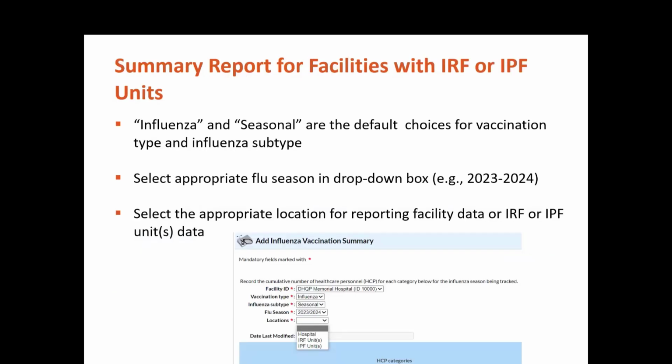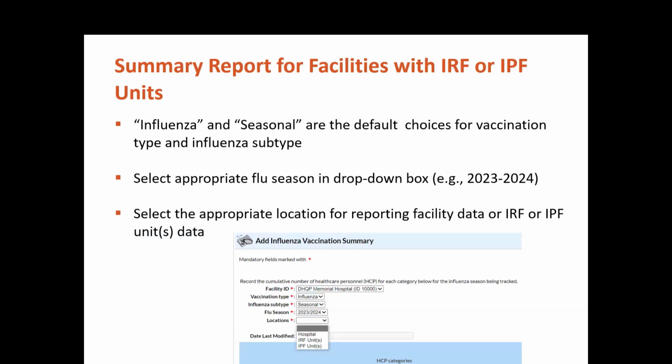Facilities with mapped IRF units will see this screen when adding HCP influenza vaccination data. The user must complete all fields marked with an asterisk on this page. Influenza and seasonal are the default choices for vaccination type and influenza subtype. The user would then select the appropriate flu season in the drop-down box.